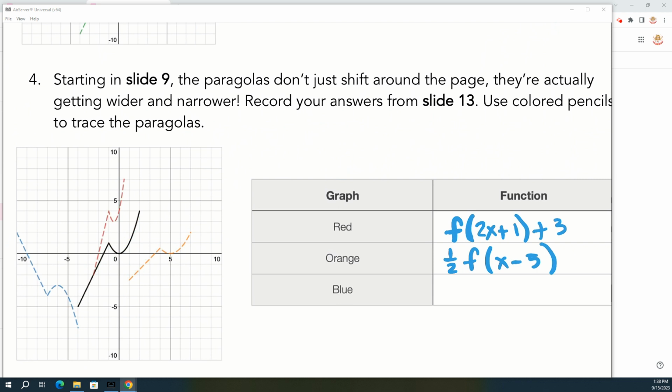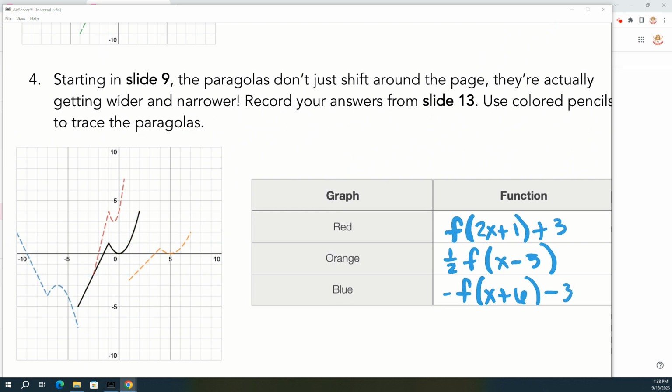And then blue's got a lot going on. So if we compare the original to the blue, what's one thing you guys notice? Yeah, it's upside down. So to flip it upside down or flip it on the x-axis, you put a negative in the front. And then we also are going to need to shift it to the left, and it's 6 units to the left, and shift it down.